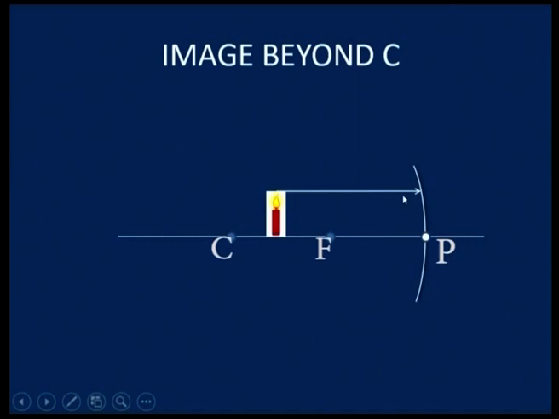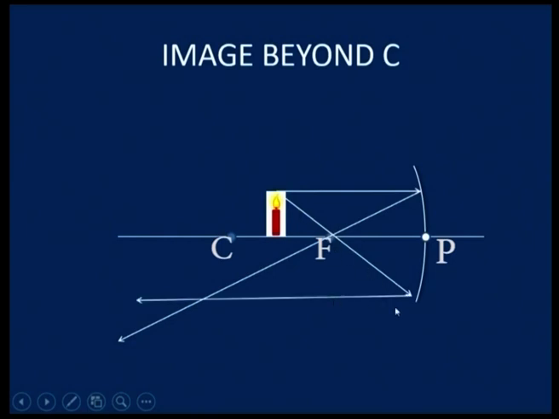A ray parallel to the principal axis passes through the focus after reflection. A ray passing through the focus, how does it come, children? Conversely, it passes parallel to the principal axis. Now see where these two reflected rays are meeting. Beyond C. This is where our image will be formed. So when the object is placed between F and C, the image is formed beyond C.